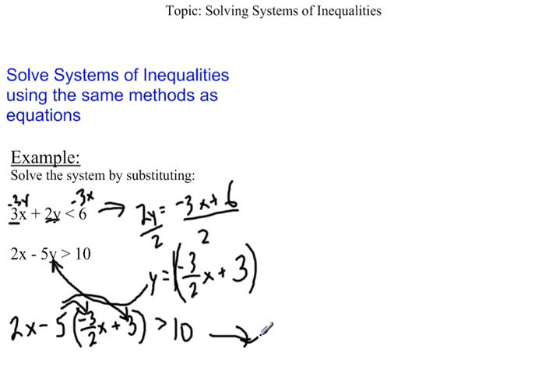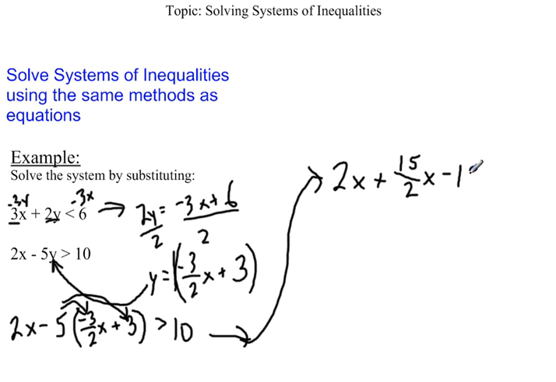So my next step, well, let's take it all the way up here. It's going to be 2x minus 5 times negative 3. So that's plus 15 over 2x minus 15 is greater than 10. Remember, you're going to multiply negative 5 times negative 3 here. And then you're also going to multiply negative 5 times positive 3 to get that negative 15.